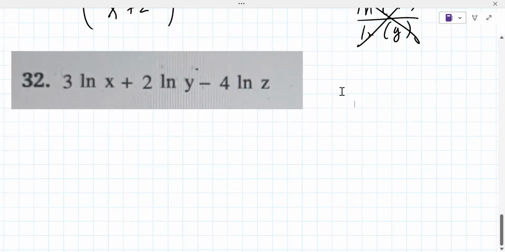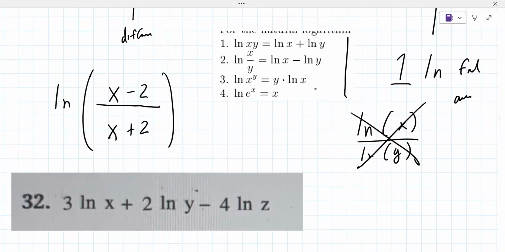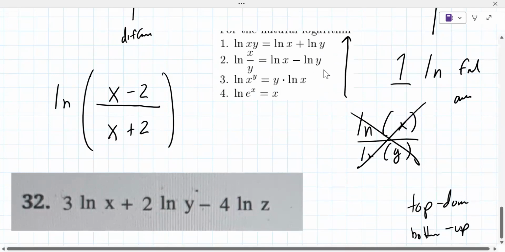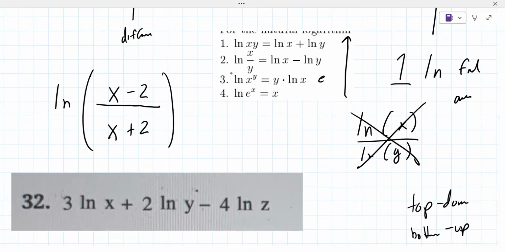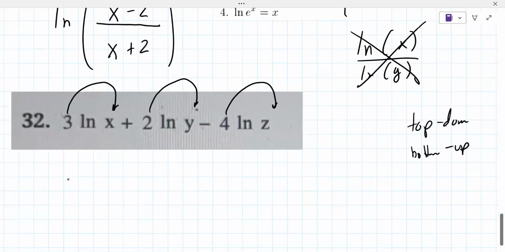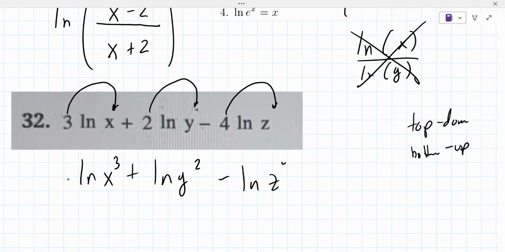Okay. As I mentioned before, you apply them in this bottom to top order. There's this phrase in business, it's called top down. I don't know if there's a bottom up phrase, but that's kind of what we're doing, bottom up. So this exponent one here, number 3, is the first one to apply. If you see a number in front, it becomes the exponent. So it's natural log of x cubed plus natural log of y squared minus natural log of z to the 4th.